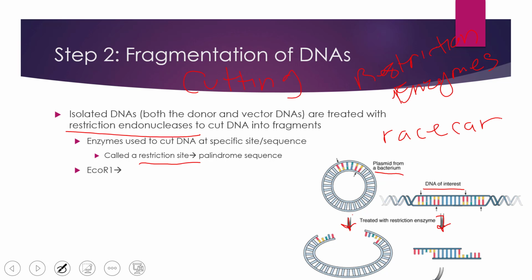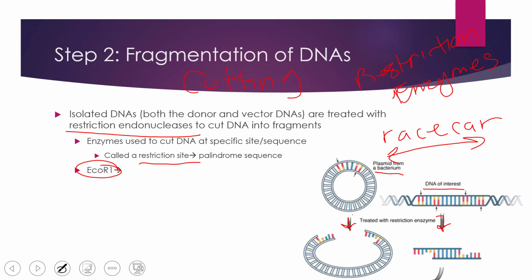It's read backwards, read forwards and backwards the same way. So one particular restriction enzyme is called EcoR1. It's a pretty commonly used restriction enzyme.